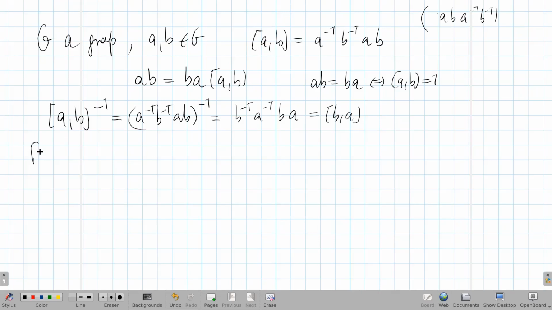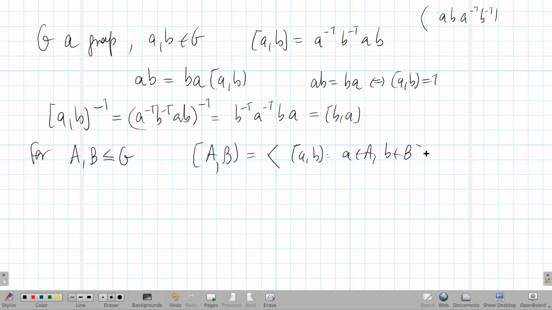And then for A, B, let's say subgroups of G, usually you do it with subgroups, but you could do it with subsets as well. One defines the mutual commutator of these as the subgroup generated by all commutators of a and b, where a is in A and b is in B.